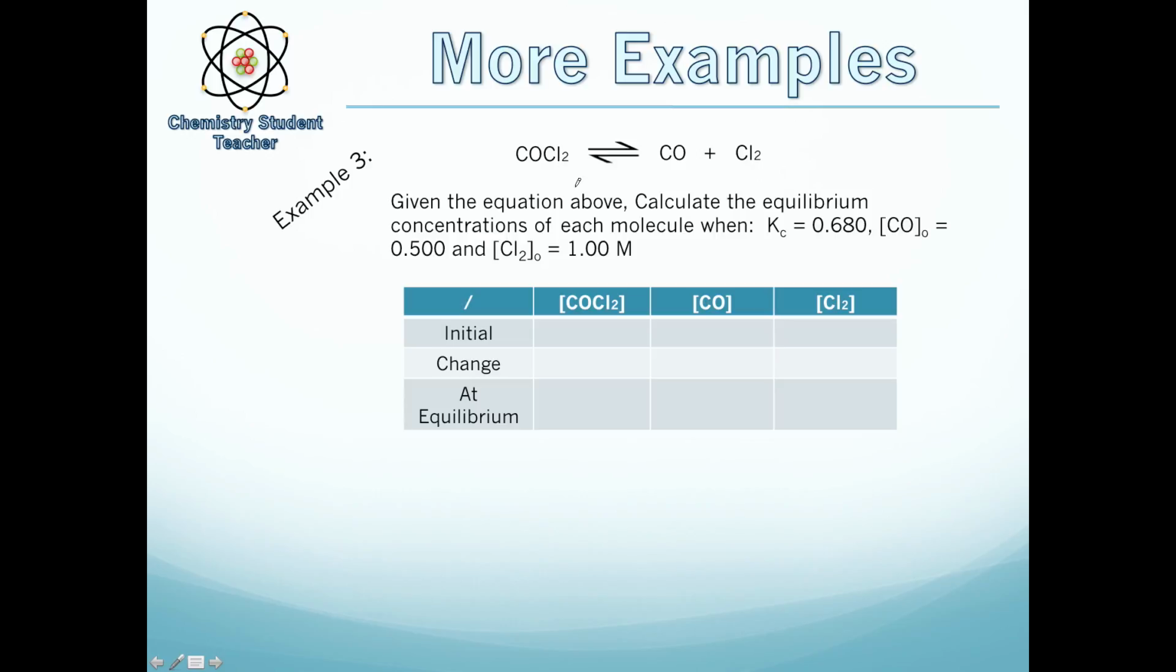So the question is, CoCl2 is in equilibrium with CO and Cl2. Given the equation above, calculate the equilibrium concentrations of each molecule when Kc equals 0.680. The initial, denoted by this little zero here, means initial concentration of CO is 0.500 and initial concentration of Cl2 is 1.00 moles. So initial here for CoCl2 is 0, as it stated the initial concentrations. CO is 0.500, Cl2 is 1.00, and here we have to look at significant figures, as we've got 3 significant figures.